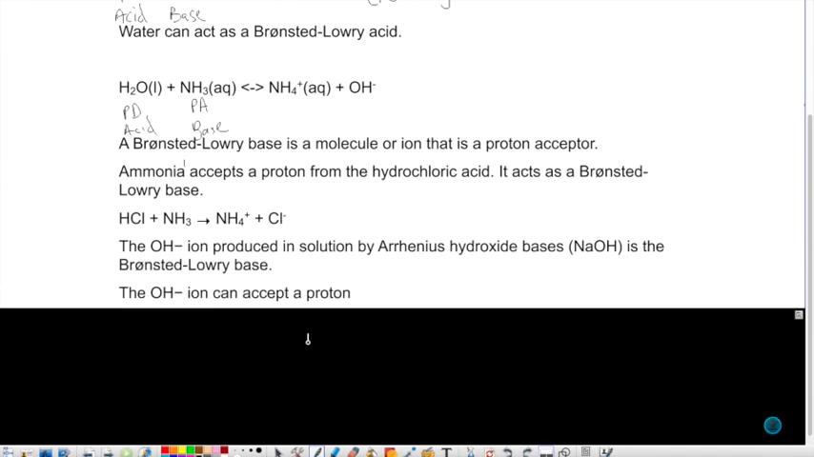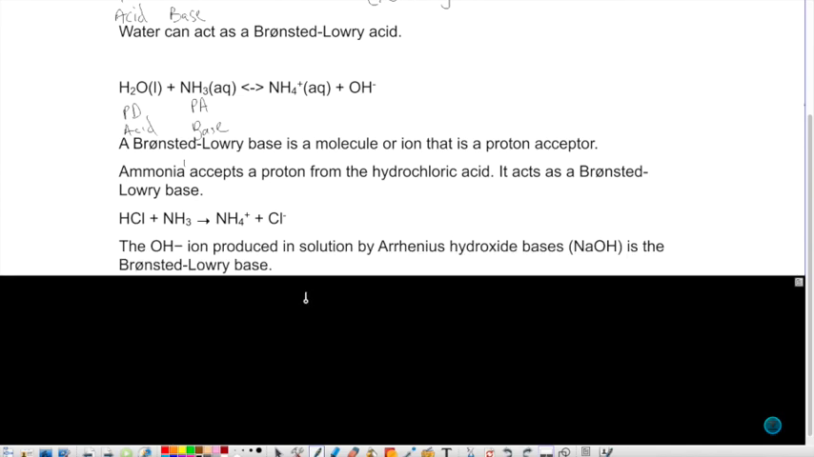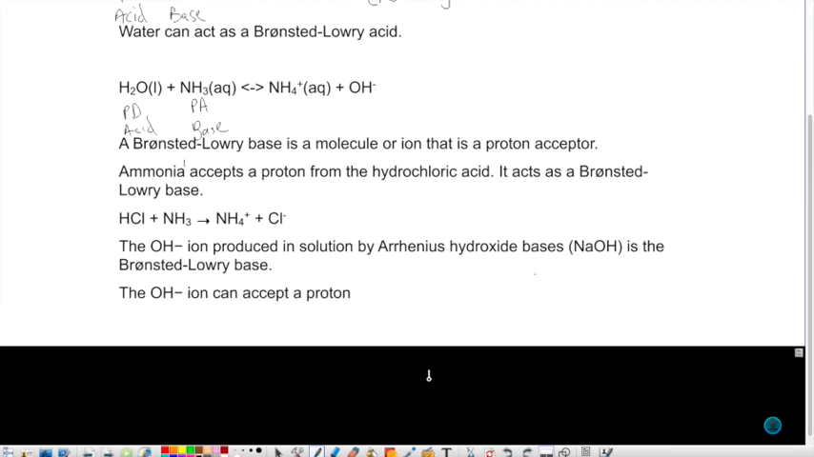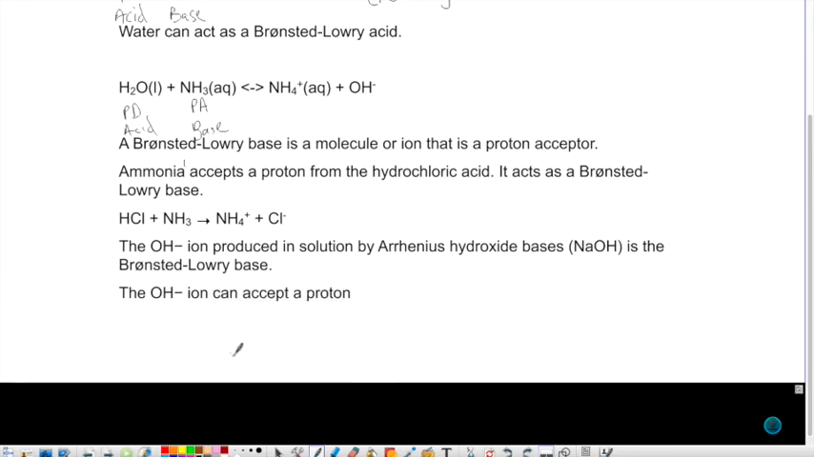Here's just that example again. So the hydroxide ion produced in a solution by Arrhenius hydroxide bases is a Bronsted-Lowry base because the OH minus can accept a proton. So that's Bronsted-Lowry stuff.